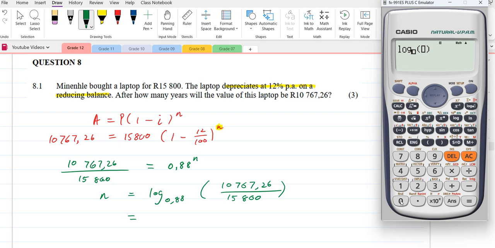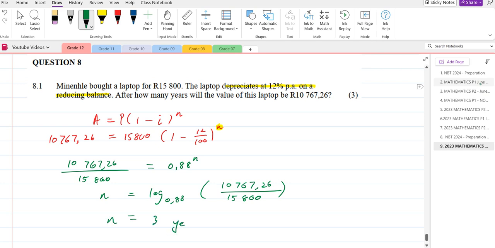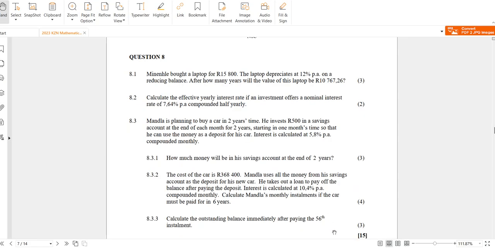Let's type it out. Log, the base is 0.88, right? And that is 10,767.26 divided by 15,800, and my answer is approximately 3 years. So 3 years, right? So I hope you guys understood that. Moving on to the next question, which is question number 8.2.